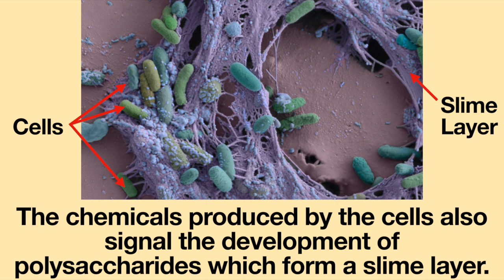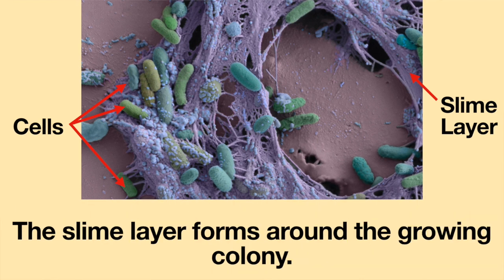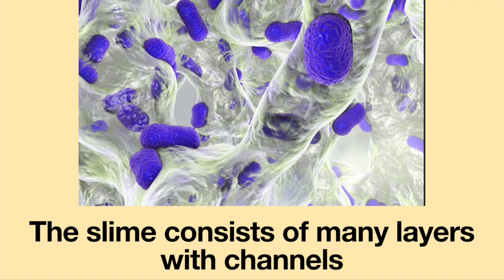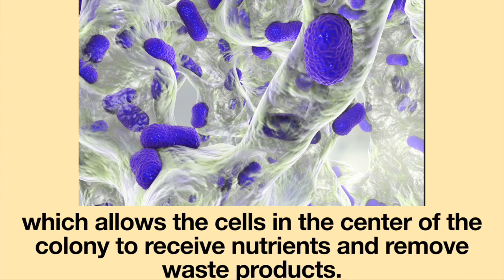The chemicals produced by the cells also signal the development of polysaccharides, which form a slime layer. The slime layer forms around the growing colony. The slime consists of many layers with channels which allow the cells in the center of the colony to receive nutrients and remove waste products.